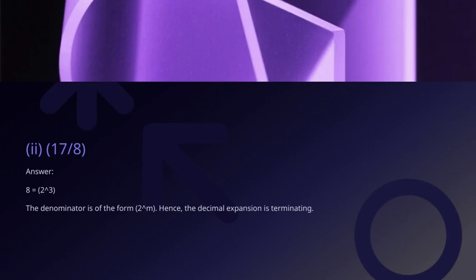Now, let's look at the key point here. When the denominator is of the form 2 raised to the power of m, which means it's a power of 2, the decimal expansion of the fraction will always be terminating. For example, take 8, which is 2 raised to the power of 3. Because 8 is a power of 2, any fraction with 8 in the denominator will have a terminating decimal expansion. So when we consider the fraction 17 over 8, or 17/8, this fits right into that pattern. Since the denominator is 8, or 2 cubed, the decimal expansion will terminate. Specifically, 17 divided by 8 equals 2.125.